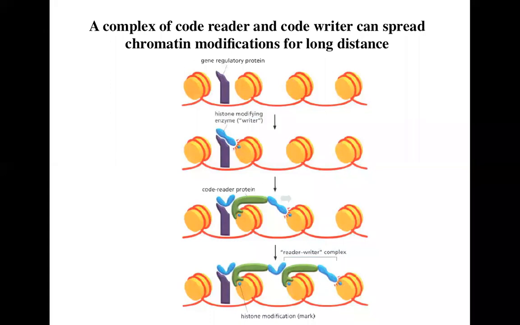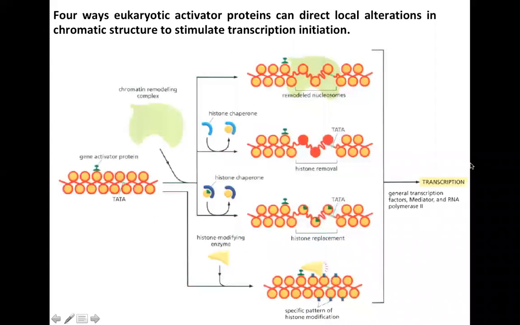So today we are going to study how these activator proteins, which we have previously studied, the proteins that lead to the initiation of the transcription, direct local alterations in the chromatin structure to stimulate transcription initiation. Means how do these activator proteins activate the transcription of the genes? We will just study the role of activator proteins, and we will see how they initiate transcription of the genes by modifying the chromatin structure.